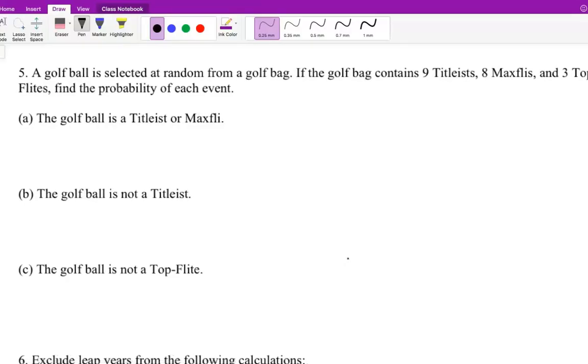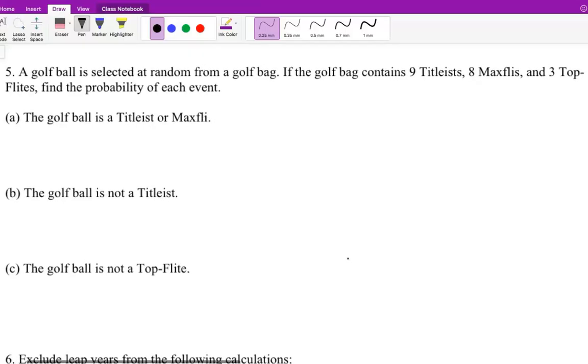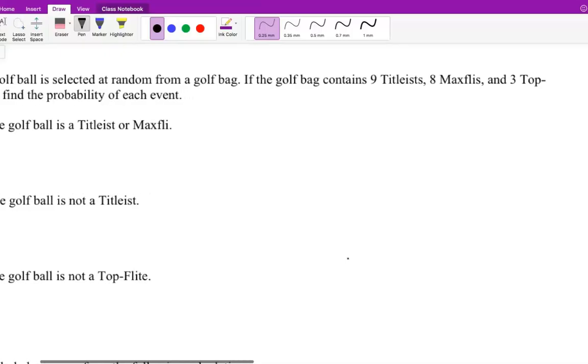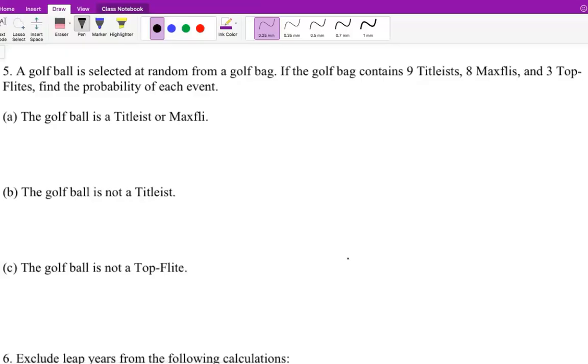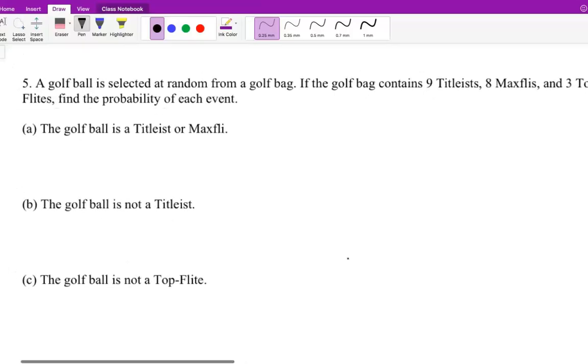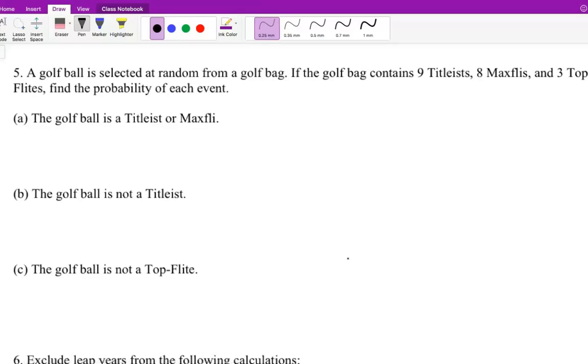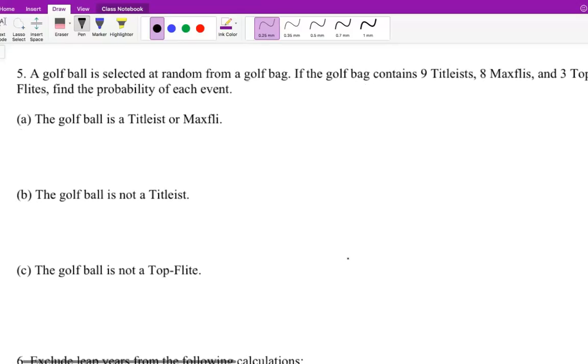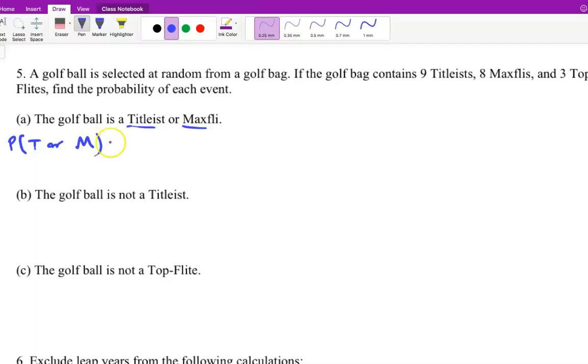Okay, number 5. A golf ball is selected at random from a golf bag. If the golf bag contains 9 Titleist, 8 Max Flights and 3 Top Flights, find the probability of each event. Here again, for the first part we have or in between these two events. I'm using T for this part, M for that part. So probability of T or M. It's easy to write that way.